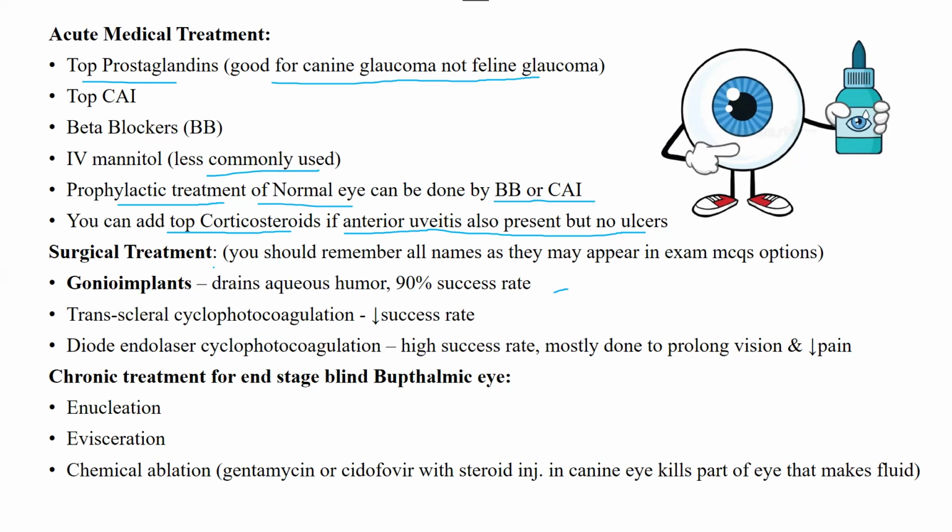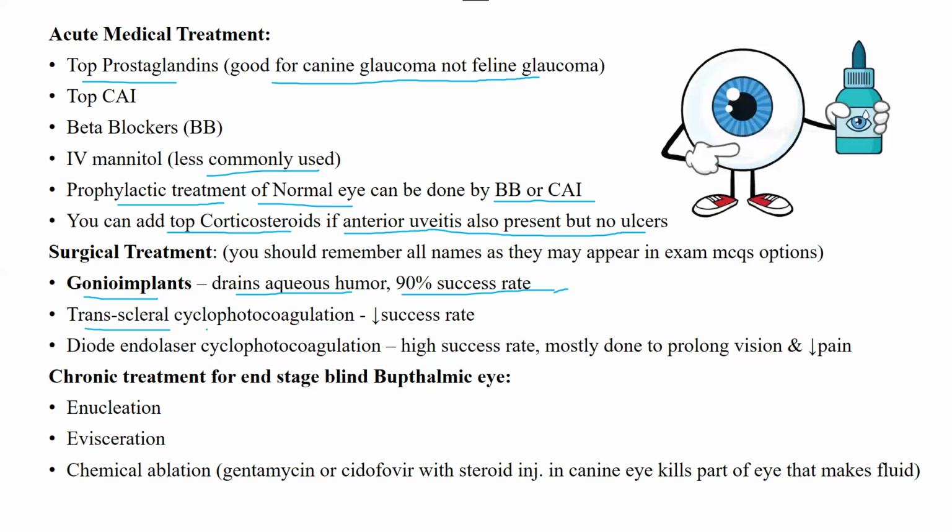Next is surgical treatment. You should remember all these names that are listed over here, although the most important one is gonio implants, but the other options might appear in the MCQ options. So the first one is gonio implants. These are the implants that are added in the eye, and they basically drain the aqueous humor and they have a 90% success rate.